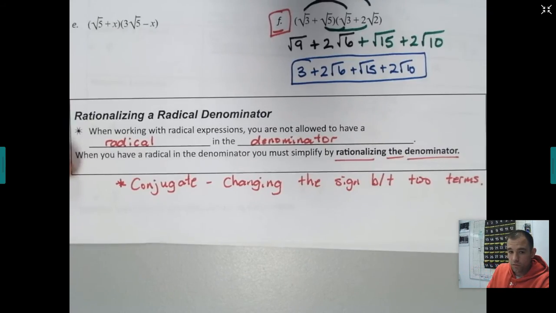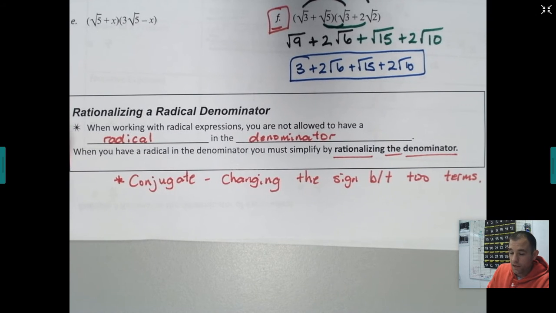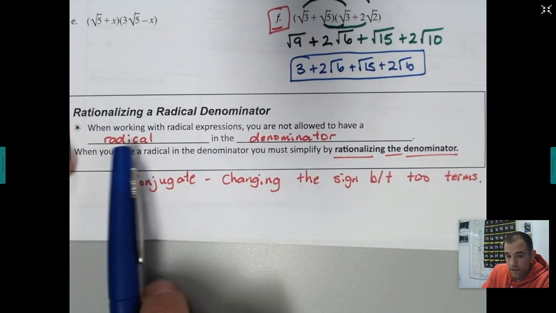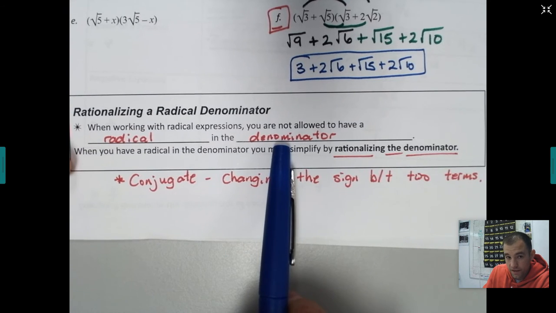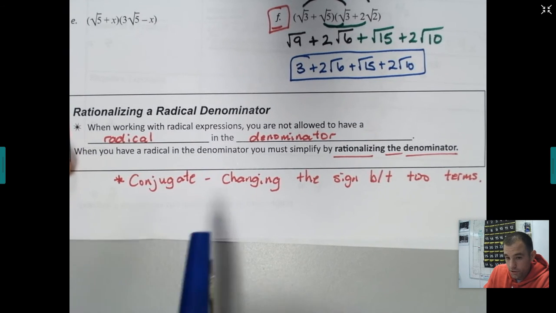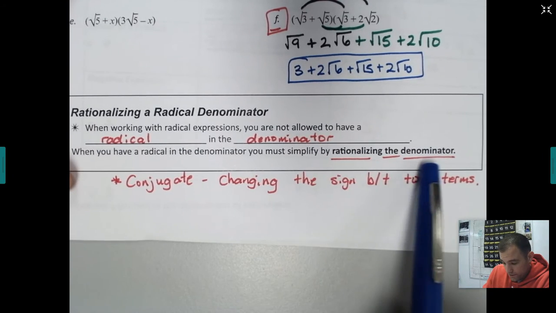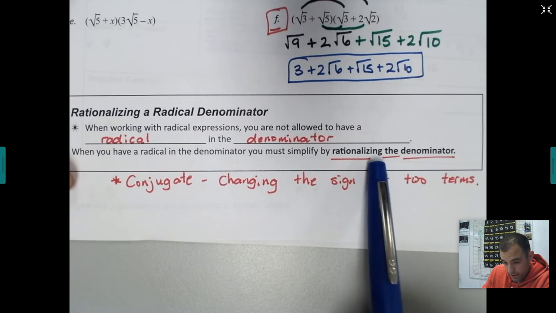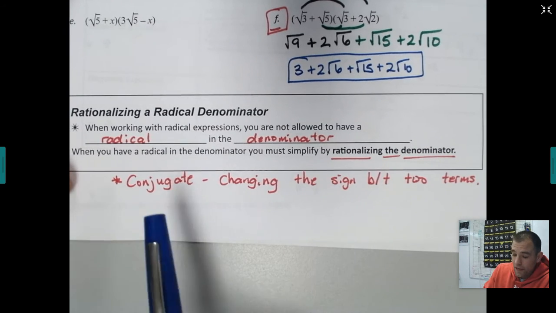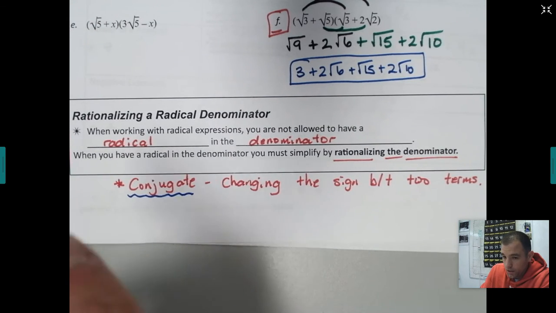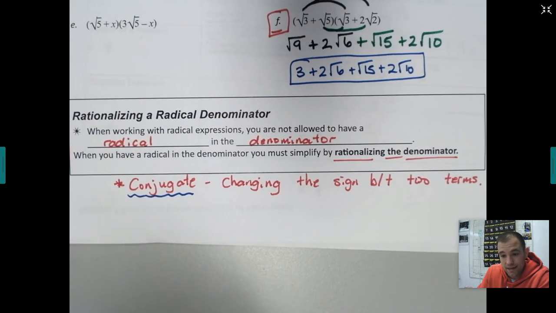We have to do something called rationalize the denominator. You are never allowed to keep a radical in the denominator. So if there is a square root or a cube root in the bottom, we have to get rid of that. And to get rid of that, we do something called rationalizing the denominator. And to rationalize, we have to use something called the conjugate. It's a big fancy word, but all it means is you change the sign in the middle.